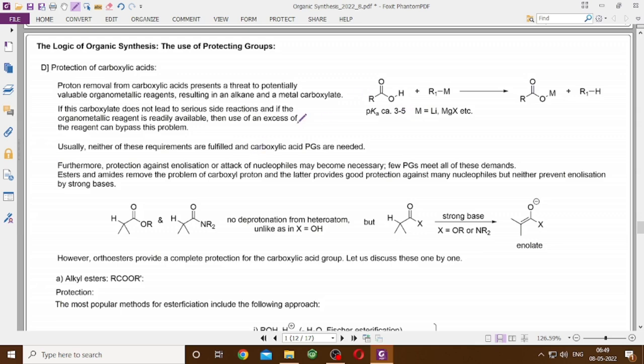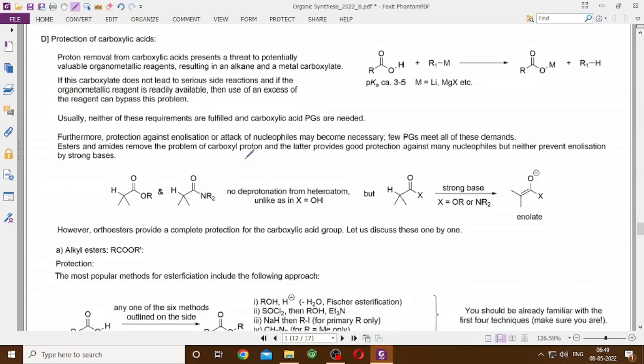Carboxyl protection is generally required. Protection is also required for enolization, because if you have a carboxylate here, this alpha hydrogen is less acidic, but for a very strong base it can give rise to dianions, carboxylate enolates. So that may also become necessary.